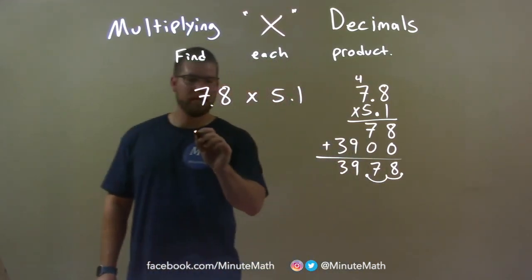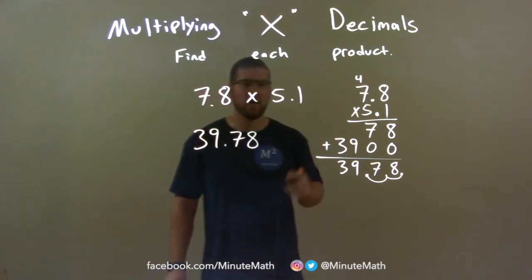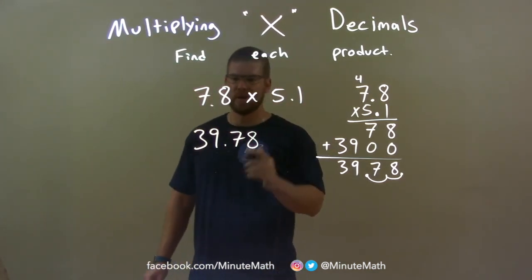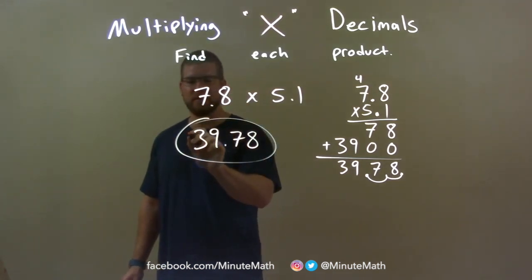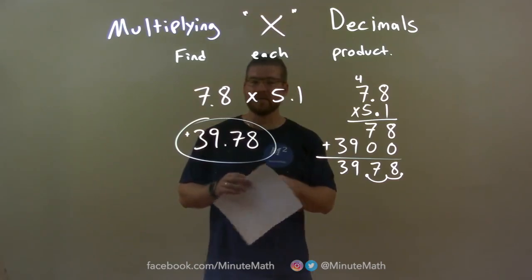So now we have 39.78 here. But we also know that a positive times a positive is a positive, just to double check. So final answer here, just to make sure we did it, is a positive 39.78.